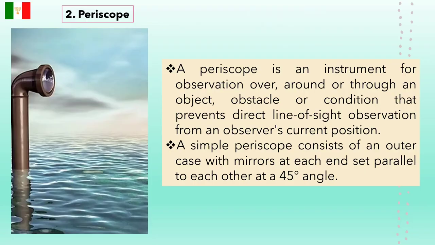The next one is periscope. A periscope is an instrument for observation over, around, or through an object, obstacle, or condition that prevents direct line of sight observation from an observer's current position. A simple periscope consists of an outer case with mirrors at each end set parallel to each other at a 45-degree angle.